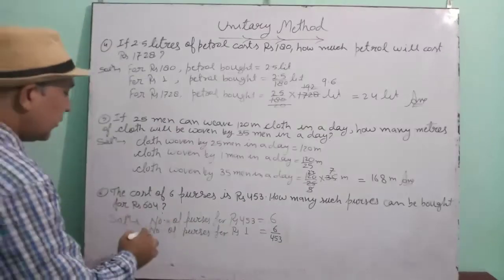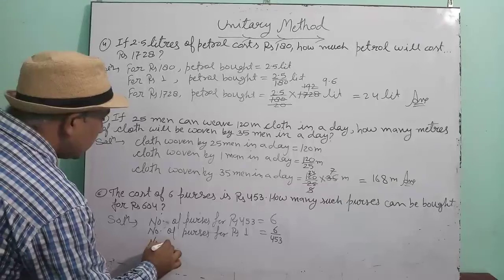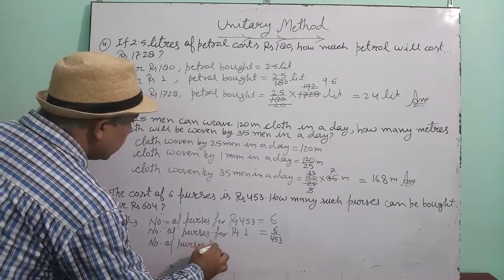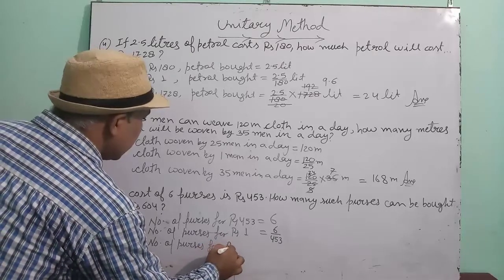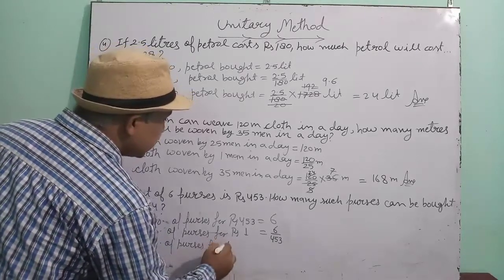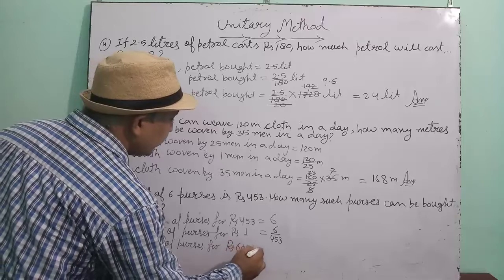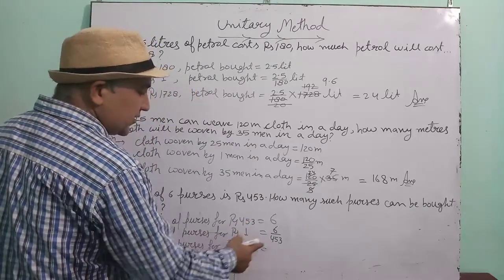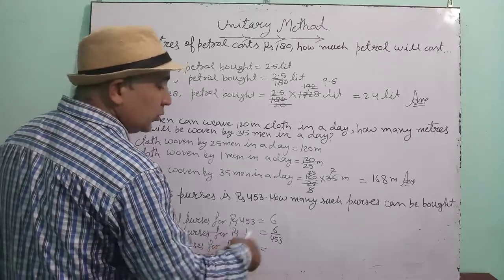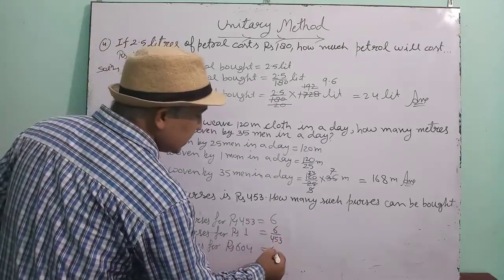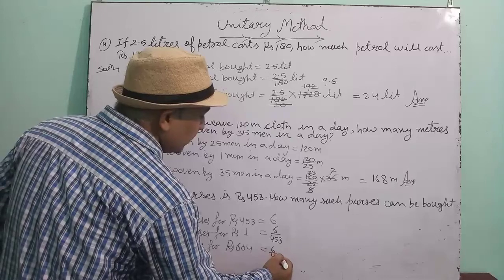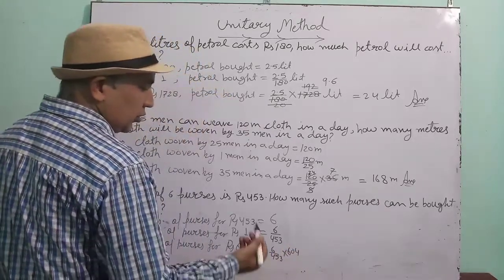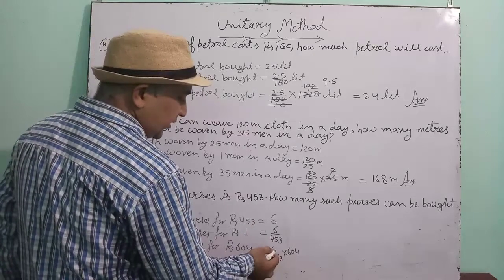Okay. Now number of purses for rupees 604. For 1 rupee 6 upon 453 purse, then for rupees 604 more than this. That is why 6 upon 453 is multiplied by 604. Now solve and get your answer.